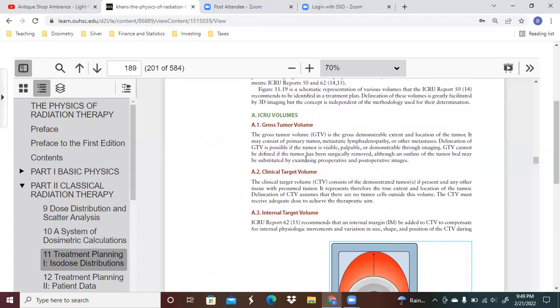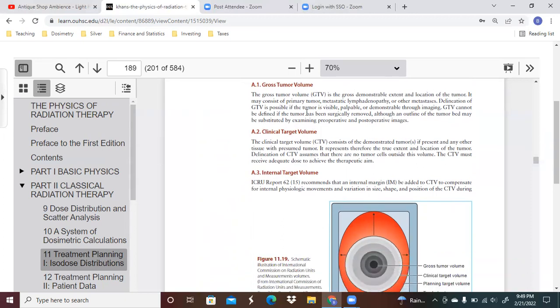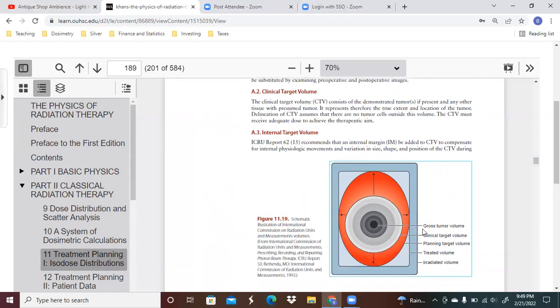So here are some designations that I want you to try to remember, because they're going to come up. If you're talking to a dosimetrist and a physicist, these are the kinds of things that you're going to need to be able to discuss when you see targets drawn. You've got the gross tumor volume. So it's the gross demonstrable extent and location of the tumor. So this is GTV, this is CTV. The clinical target volume consists of demonstrated tumor, if present, and any other tissue with presumed tumor. So let's say you've got gross tumor right here, your GTV. This is the stuff that includes the gross tumor plus anything that might be suspected.